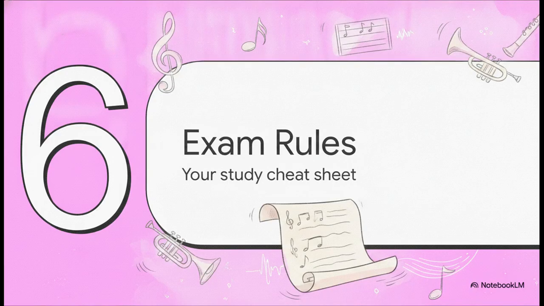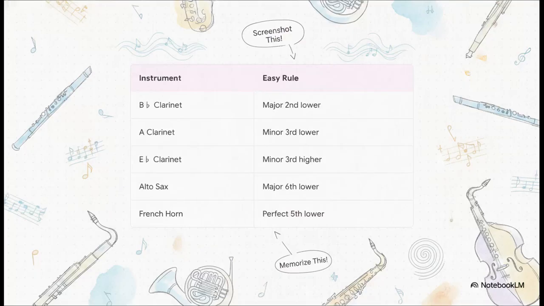And finally, Section 6, Essential Rules for Exams. Let's bring all this amazing data together into a highly focused cheat sheet for your OL exams. Okay, I highly recommend grabbing a screenshot right now, because this directly covers every single specific interval called out in the syllabus. Let's lock them in. B-flat clarinet or trumpet, major second lower. The A clarinet, minor third lower. E-flat clarinet, minor third higher.